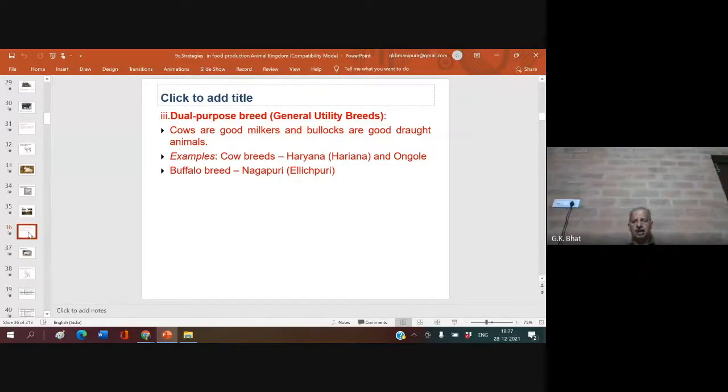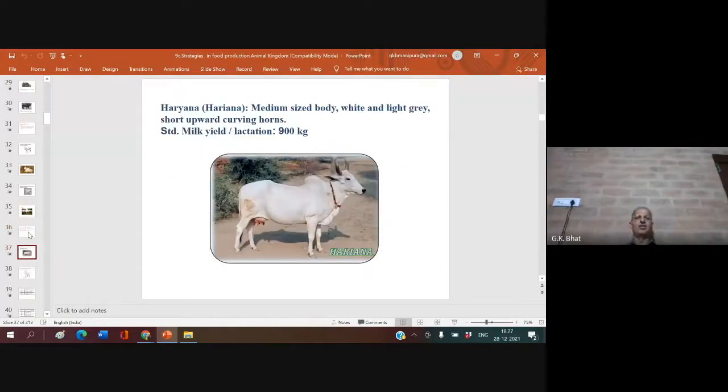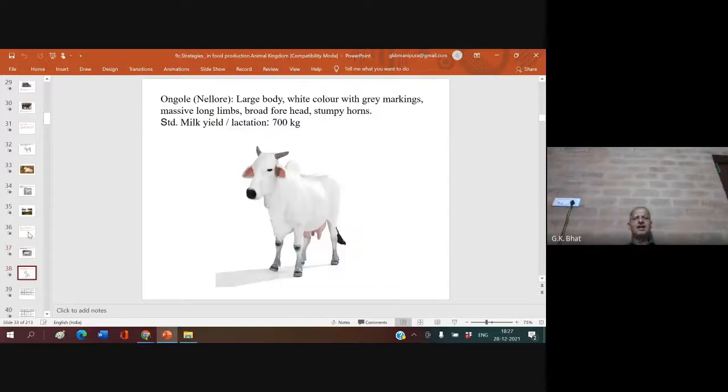So, shall we see that? This is Haryana breed, and it gives 900 kg. Not as low as 500 kg as you see in the case of Amrit Mahal, Hallikar, not as high as you see in Red Sindhi, and it is an average of 900 kg. And this is Ongole breed, Nellore, again 700 kg. Both cows are good milkers, and bullocks are good workers, or the he buffalo is a good worker.